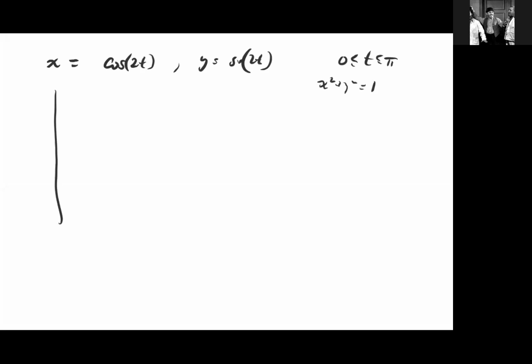We also have even different parametrizations which start at the same point. For example, x equals cosine of 2t, y equals sine of 2t, where t is between 0 and pi now, not 2 pi, because I've doubled the speed I go around the circle. This is again going to satisfy x squared plus y squared equals 1. And you're going around the circle again, but at twice the speed. So that's going to give me the same underlying curve. It's a different parametrization.